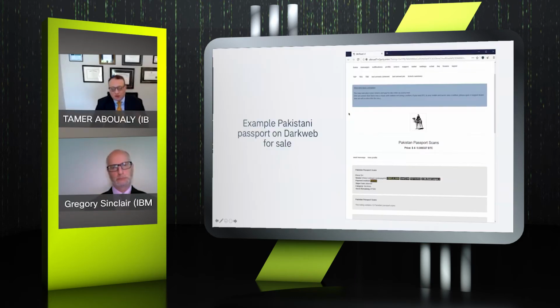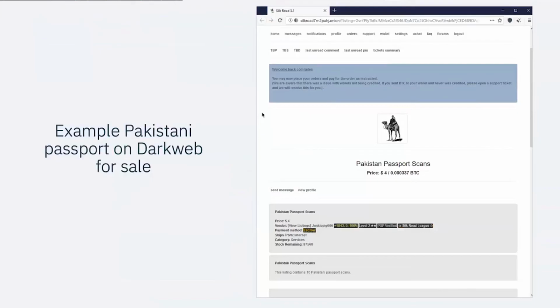As we were going through the dark web, we noticed lots of Pakistani PII being sold: credit card numbers from banks, loyalty cards, and so on. All sorts of types of Pakistani PII from citizens being sold. Here's an example of passport scans that are being sold for US dollars.